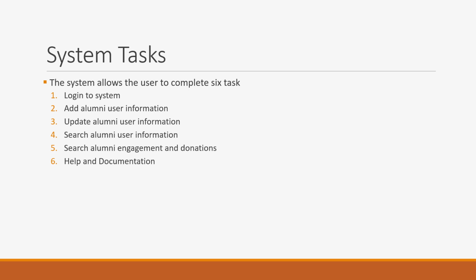So the other tasks are update alumni user information, search for alumni user information, search for alumni engagement and donations, which is essentially searching for user information. However, specific fields are added that show the participation and donations for each alumni, and then help and documentation, which allows users to basically see how to use the system.